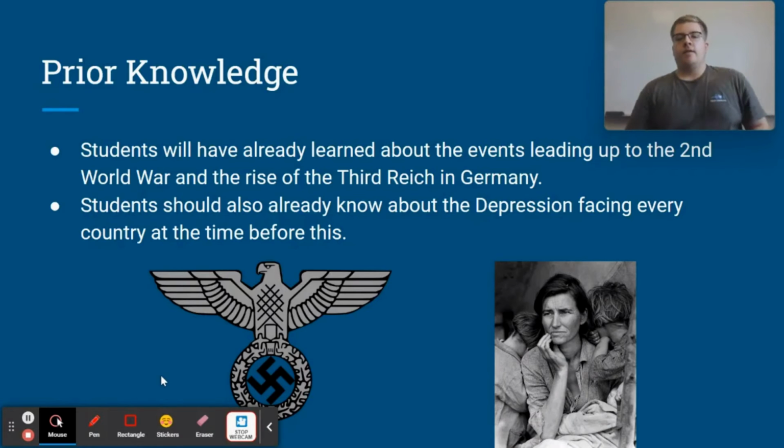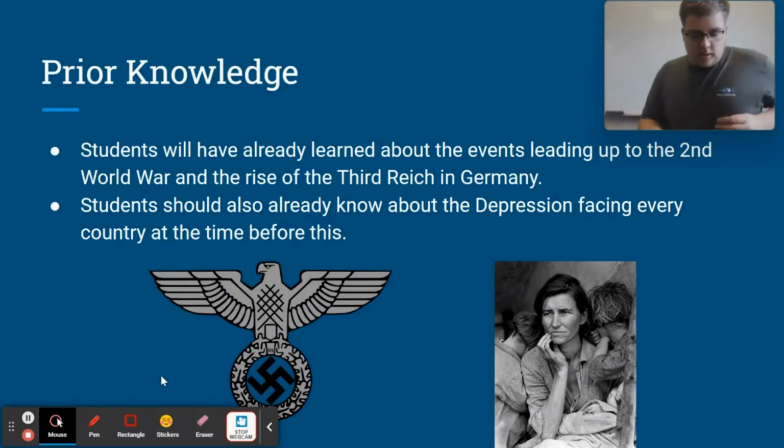And then the second thing that the students would have already known is, as I said, they should know about the depression that faced the country and the rest of the world at the time before this. I have a picture of a woman with her two kids looking onward, which can symbolize the Great Depression having such a major impact that it forced many men and women out of jobs and put them into a situation with limited food and resources, thus making it hard for them to thrive, as well as putting them in a state of depression. I guess that's the best word for it.